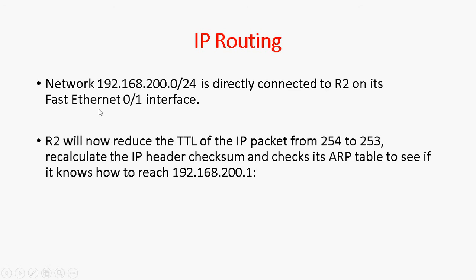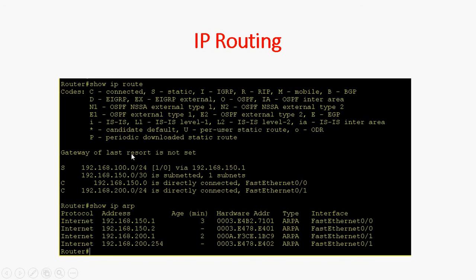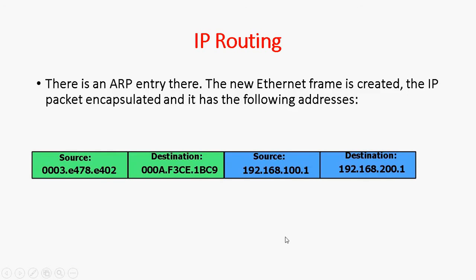R2 will now reduce the TTL of the IP packet from 254 to 253, recalculate the IP header checksum, and check its ARP table to see if it knows how to reach 192.168.200.1. From the R2 router we can give show ip arp. We have an entry for 192.168.200.1, 000A.F3CE.1BC9. So there is an ARP entry there.